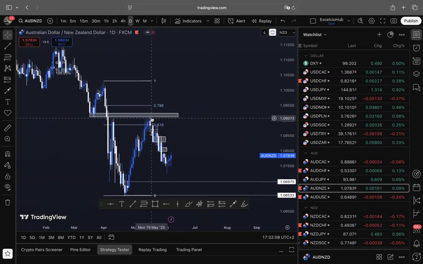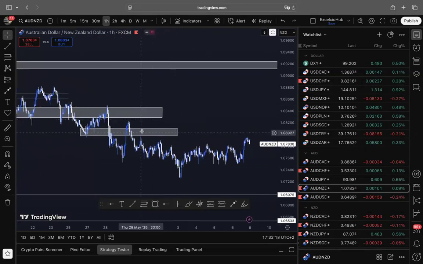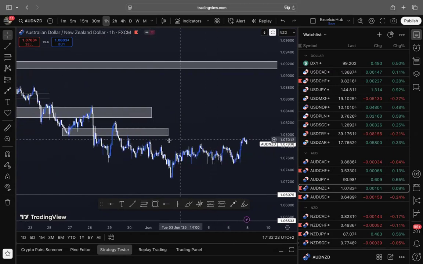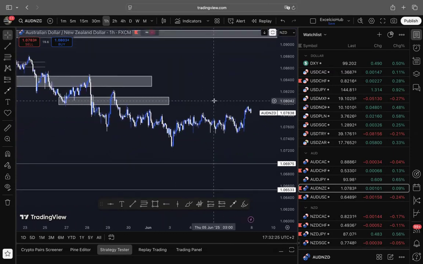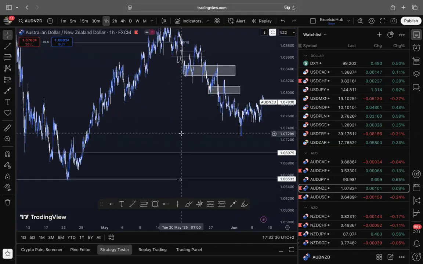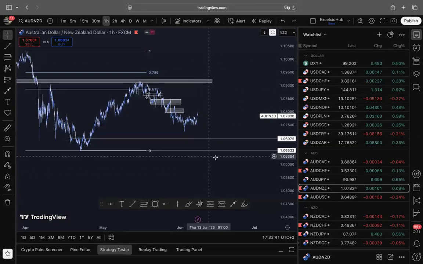AUDNZD already tested that zone, broke below for the setup to go short. You could be looking for trades to go short on the retracement. Maybe an entry potential will have been here, shorting here, or shorting here. At the moment, I'm not really looking for a trade because it's quite a sideways market. So I really want to see a clear break on the H1 before looking for an entry to go short to continue this whole impulse to the downside, which, by the way, will probably target this lower area below at least.